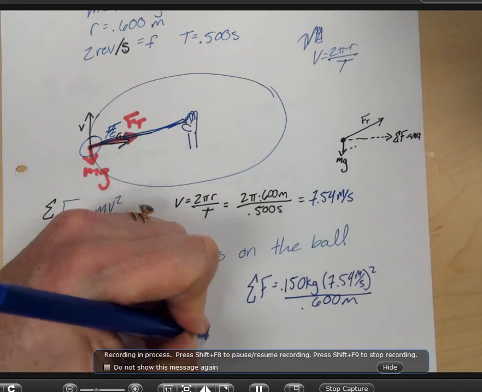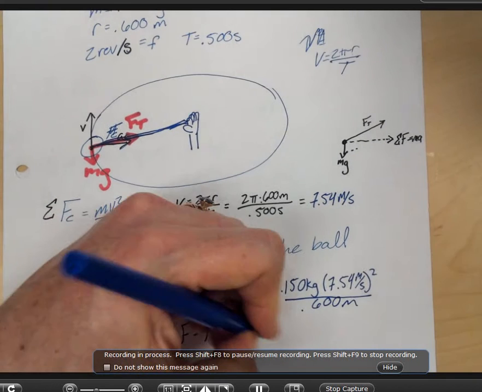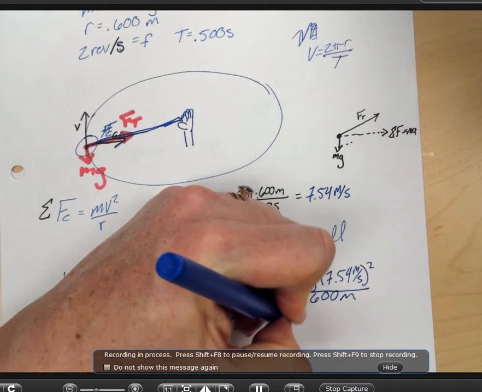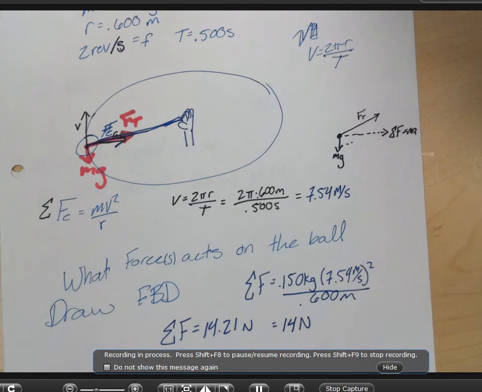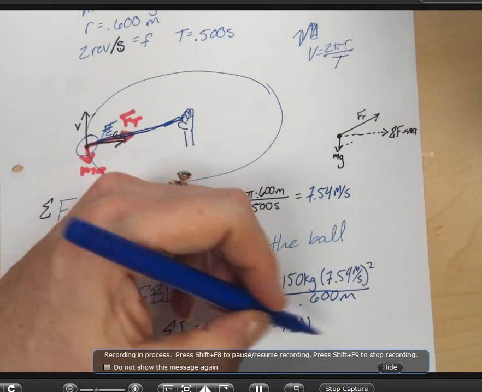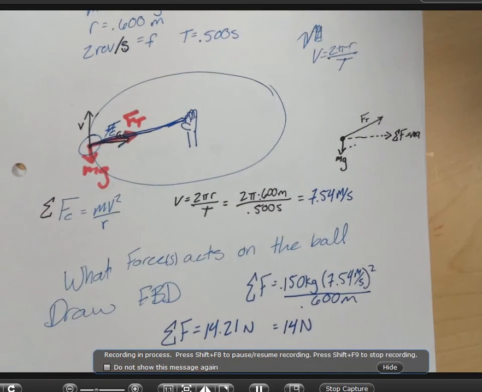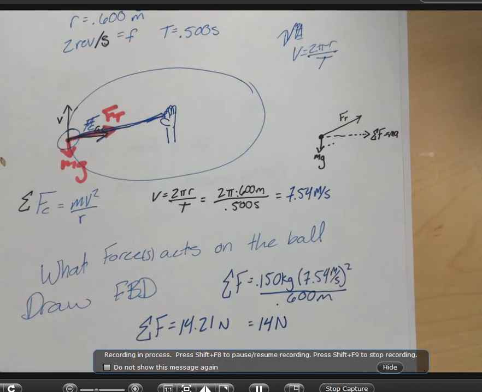So I'm going to square that velocity, times it 0.150, and divide it by 0.600 to get a net force of 14.21 newtons, which I'm going to report to two significant figures, 14 newtons, based on our original values. You might be able to do 14.2 newtons. Now remember, this is not the force of tension. This happens to be the net force.